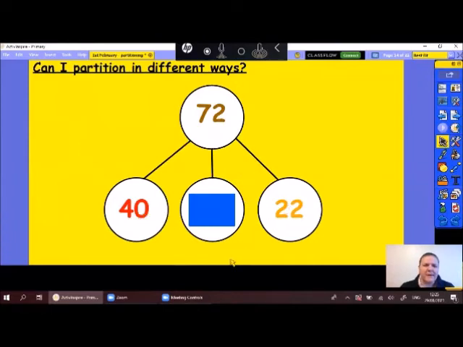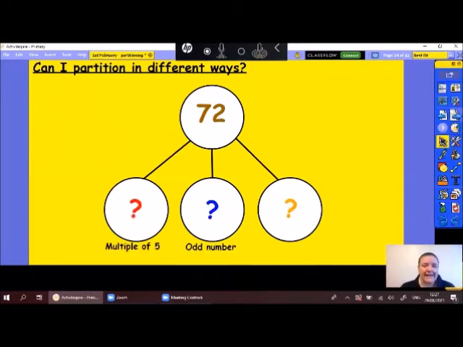So what do you think my blue number is? Pause the video, see if you can calculate it. Okay, so I know that when I add 40 and 22 together, it gives me a total of 62. So how many more do I have to add to make 72? Well, the blue number is 10. And we can double check this by using column addition if we want to add all 3 numbers together.